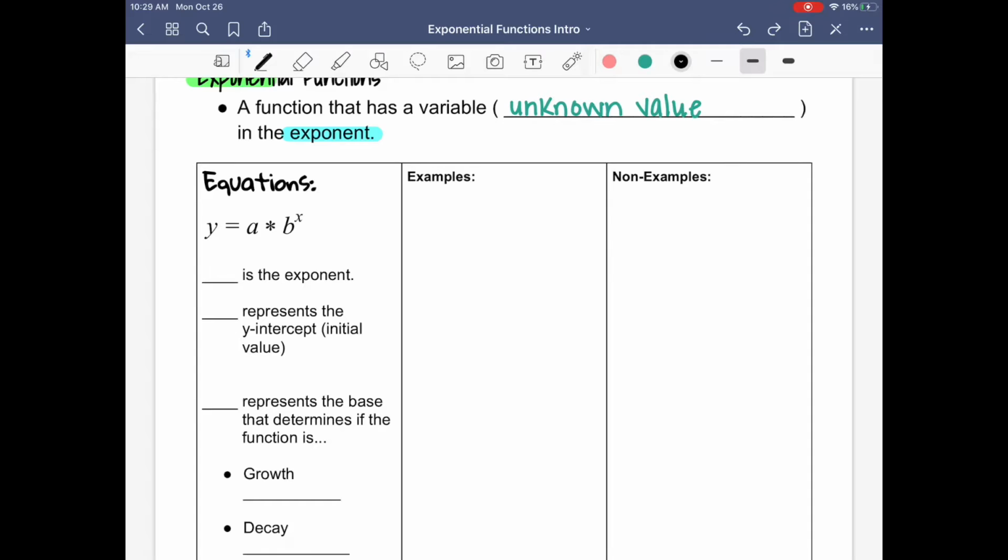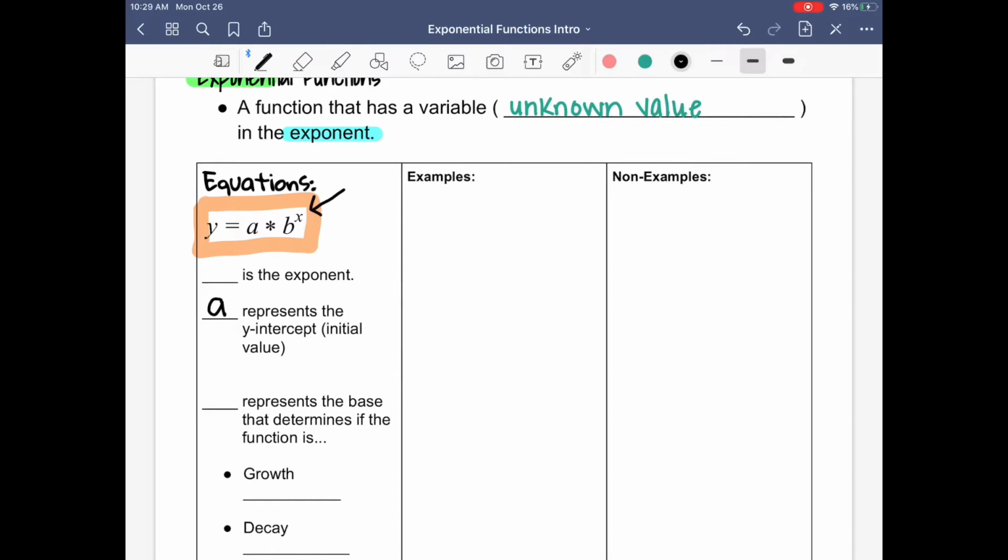So exponential functions have that format, that is y equals a times b raised to x. So you can see that that x right here, that variable is in the exponent. So a times b raised to x. So a in this problem is going to represent the y-intercept. So the a is the y-intercept, or the initial value.